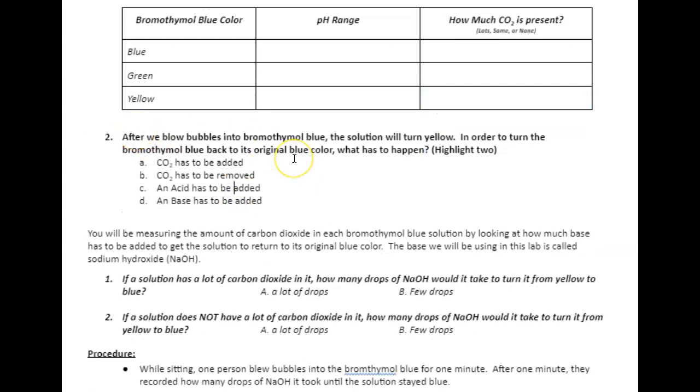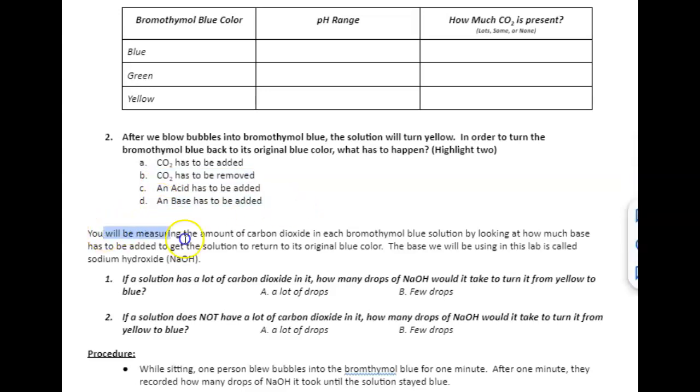So next part here, after we blow bubbles into the solution, it will turn yellow. In order to turn it back to its original blue color, what has to happen? So remember, starting off blue, add CO2, it's going to turn yellow. So in order to get it back to blue, we have to either remove CO2, the opposite, right? We're blowing bubbles in, so we have to remove CO2. Or because CO2 is acidic and we added an acid, we would have to add a base. So those are your two answers there. In this case, we're not going to try to take the CO2 out. I'm not going to have you try to suck up all the CO2 from the straw. So we're going to add a base.